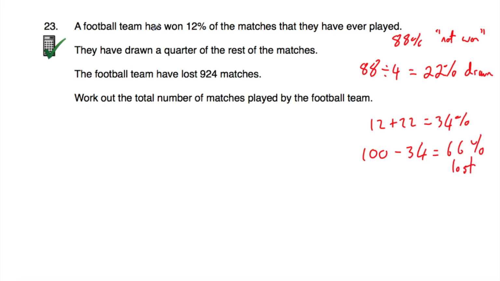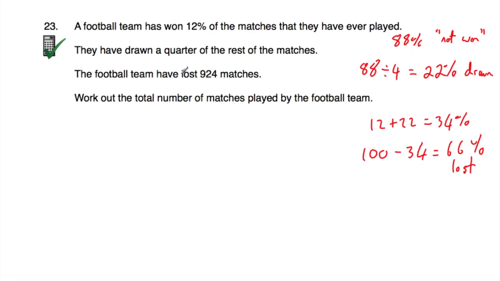So just to recap that, a football team's won 12% of the matches they've ever played. So that means they haven't won 88%. We're then told they've drawn a quarter of the rest of the matches. So that's a quarter of the 88%. That's going to be 22%, just dividing by 4. So they've drawn 22% of all their matches. Then we've added those together, the 12 and the 22. So they have won or drawn 34% of the matches. So they've lost the rest, which is 66%.